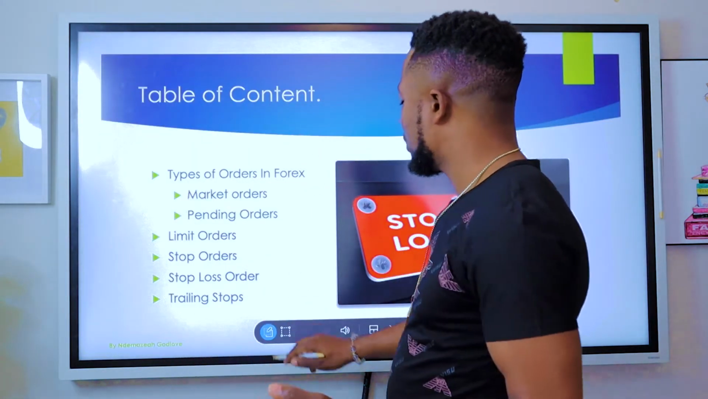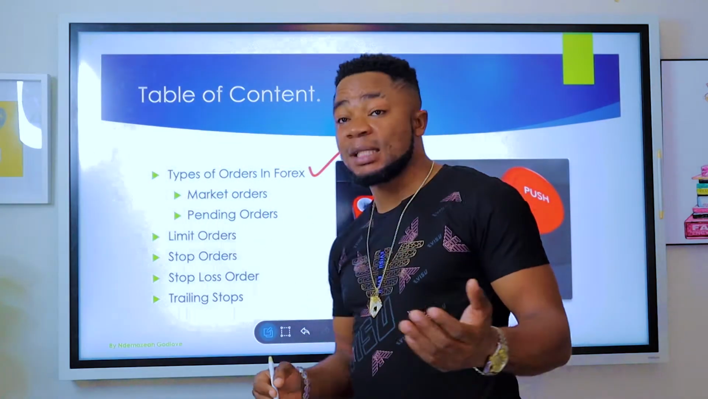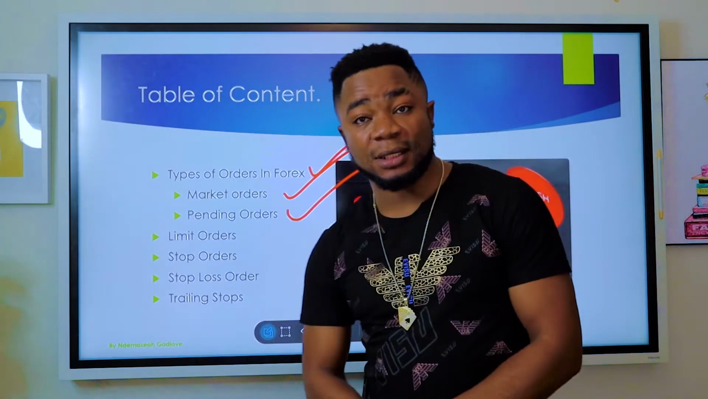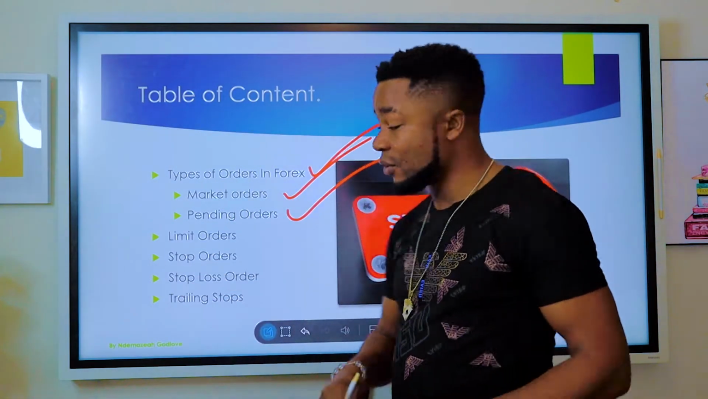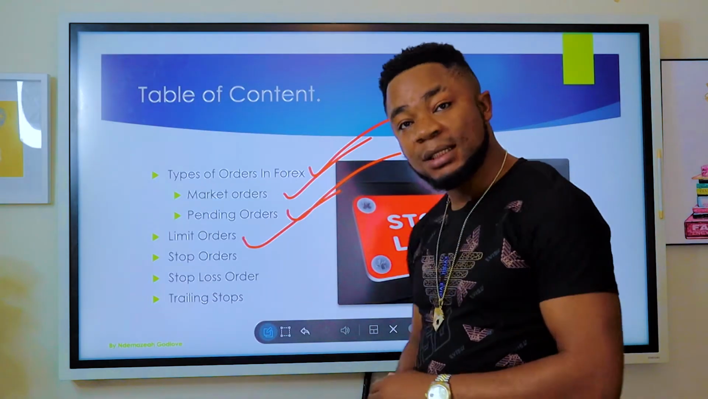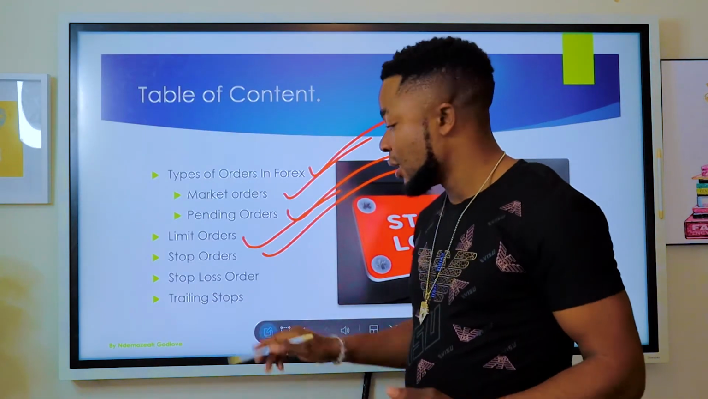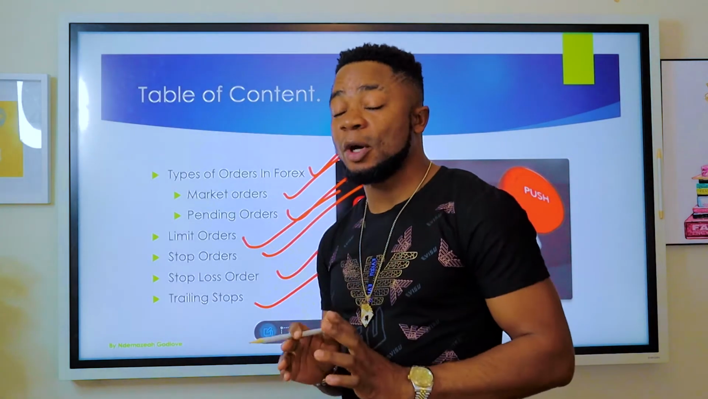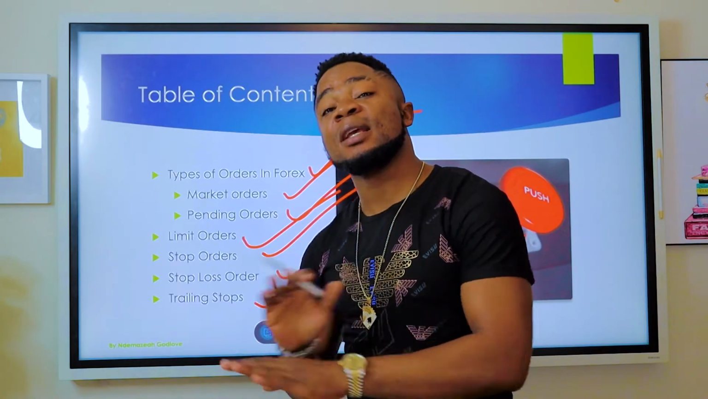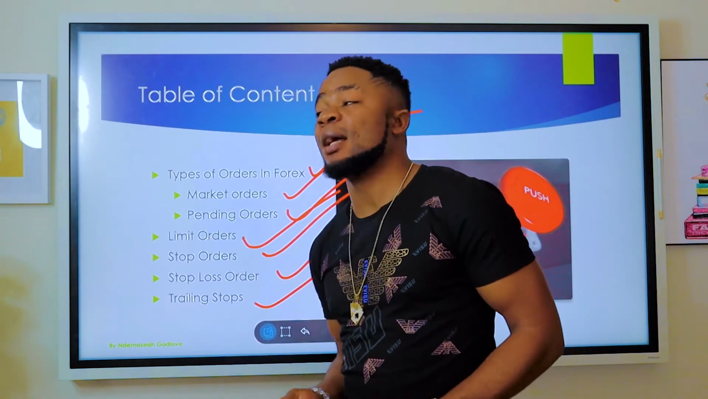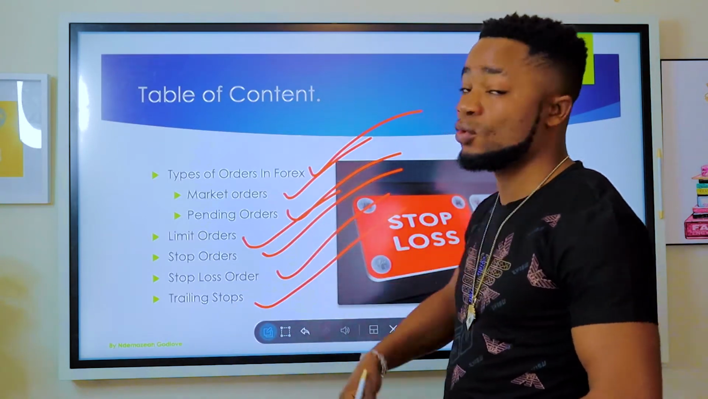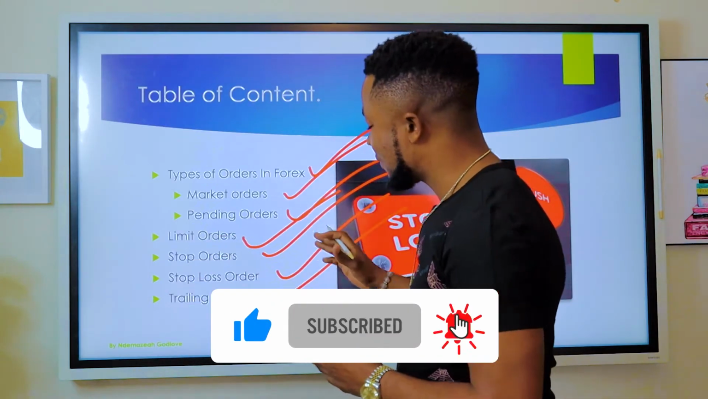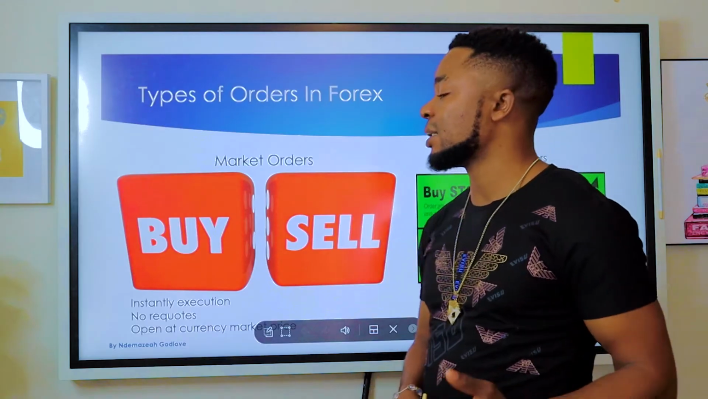On today's video, we'll be covering things like types of orders in Forex, because in Forex we have two orders. We have what we call market orders and pending orders. We shall also cover what we call limit orders. We shall cover what we call stop orders, stop loss order, and trailing stops. So these are very important points when it comes to Forex trading. Even if you are a pro trader, you have to still be coming back to these basics, to revise these basics from time to time so that you stay on the edge. So this is very important and we'll be able to cover it on today's video.